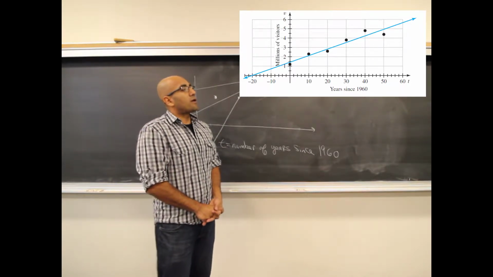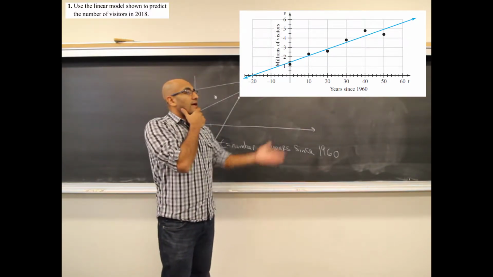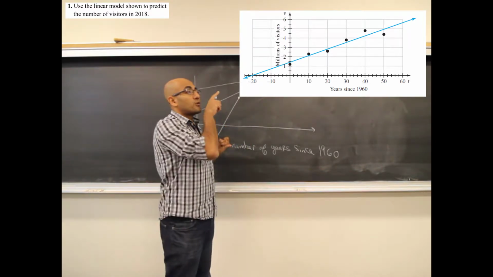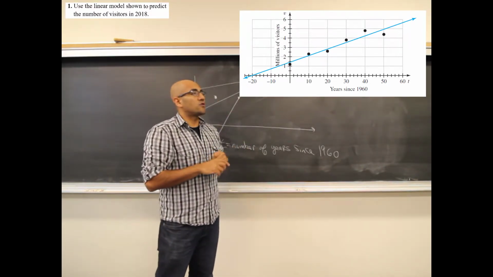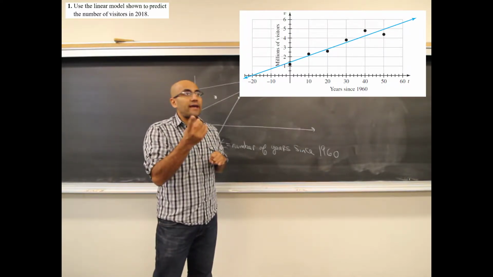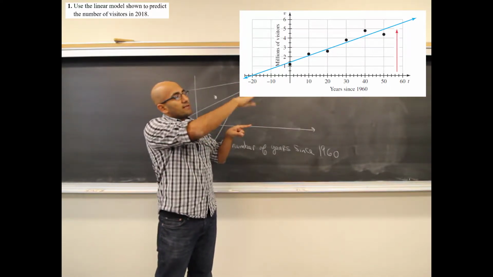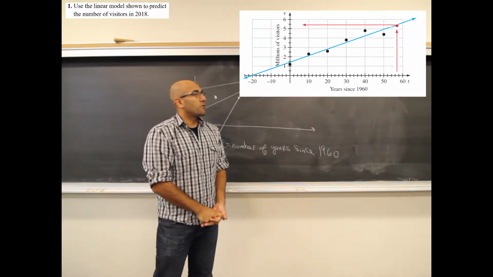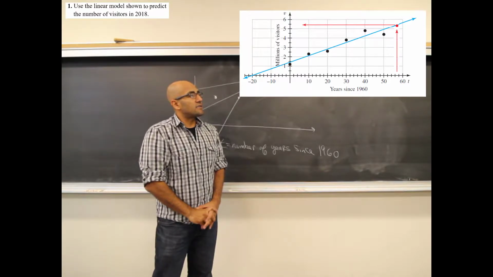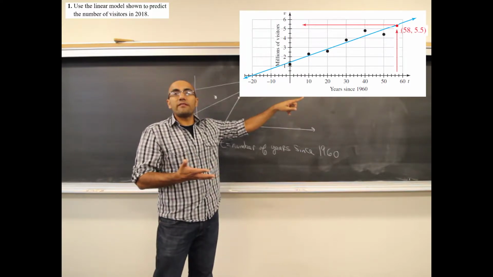So, for instance, if I wanted to guess what's going to happen in the year 2018, I don't have that real information on there. So the first thing I'd have to do is convert 2018 into a t-value. What is the t-value associated with 2018? 58. Okay, so I have to go across, find 58, go up. What does that correspond to? What would be your best guess according to this model? In the year 2018, there's going to be approximately 5.5 million visitors, right?